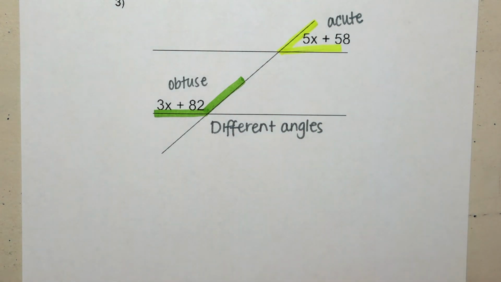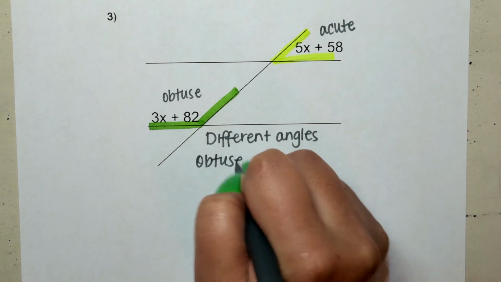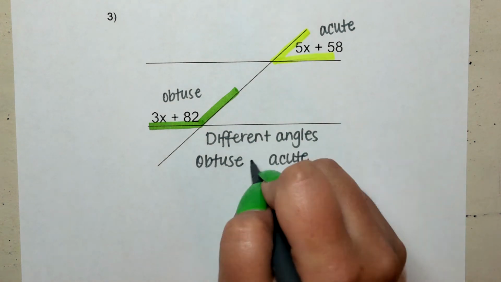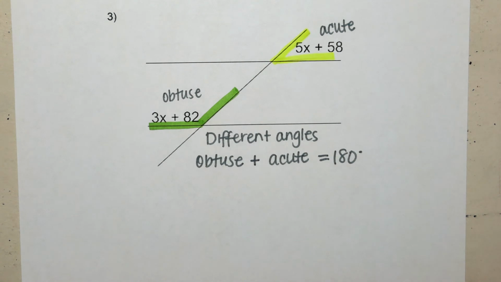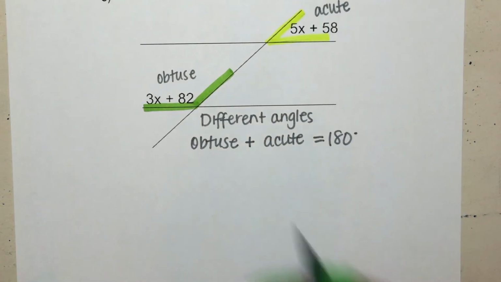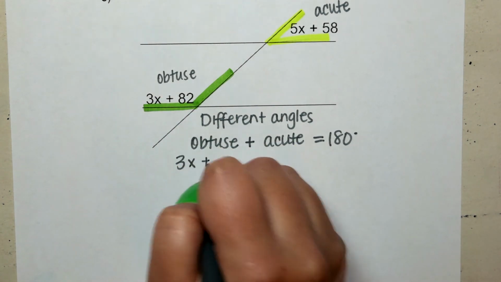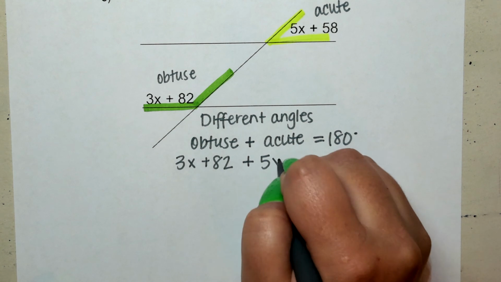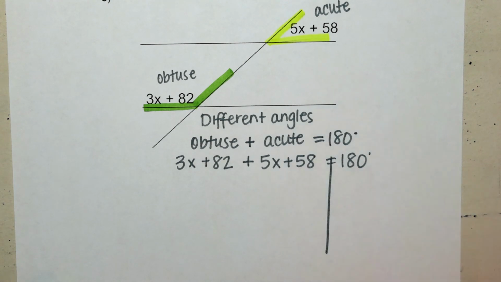Since they are different sizes, they cannot equal each other. They are different. They are not the same. So I have obtuse and an acute. When you have two different angles, one obtuse and one acute, they're always going to add up to 180. They will not equal each other because they're not the same. So now I'm just going to plug in. So 3x plus 82, bring down my plus sign, and my acute is 5x plus 58 equals 180. So this one is a little bit different.